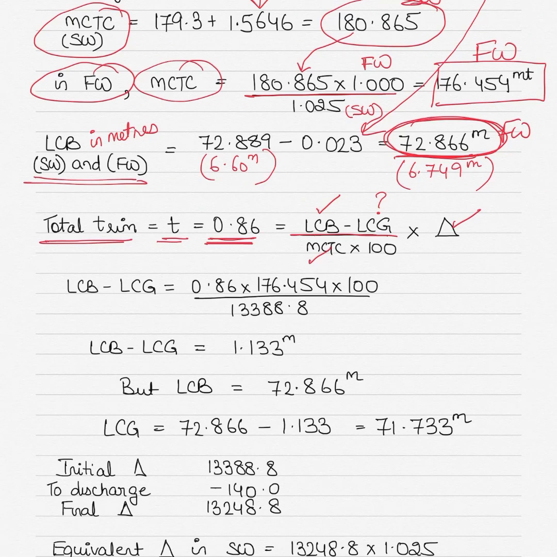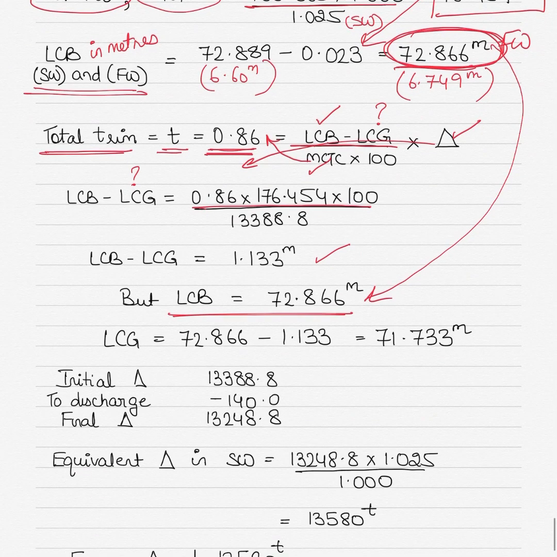Alright, so you've got your total trim. So what you will do is take all this here and bring this here. Isolate LCB minus LCG on your left hand side because you don't know LCG, and then multiply the rest and divide the rest, and you find that LCB minus LCG is equal to 1.133 meters. But the LCB value you know is 72.866 from here. Therefore your initial LCG before the discharging operation begins is 71.733 meters. Alright, look carefully at the equation, look carefully at the solution. So this LCB value you will put here and you will get your LCG.